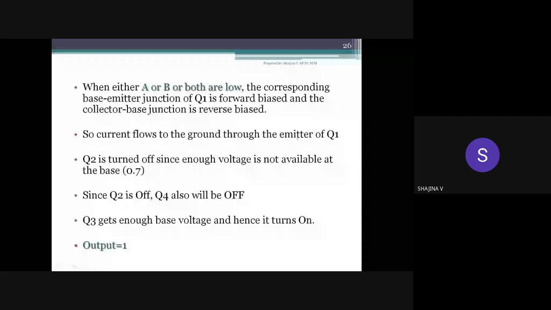If Q2 is off, the supply voltage will not reach Q4 either. So Q4 will also turn off. Then the voltage from the supply is available to the base of Q3, so it will turn on. As a result, output will be equal to 1 for all these three cases.